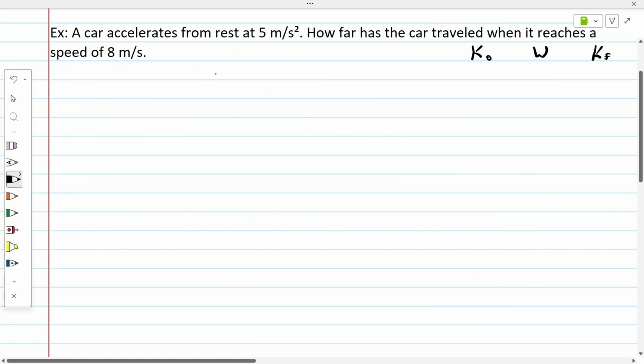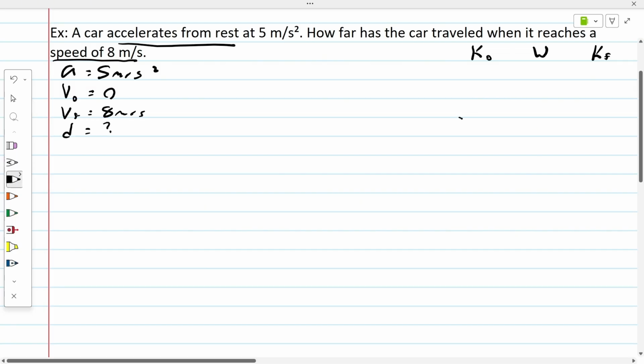So we have a car that accelerates from rest at 5 meters per second squared. How far has the car traveled when it reaches a speed of 8 meters per second? Okay, so we know the acceleration, first off, is 5 meters per second squared. And it says it accelerates from rest, so that means the velocity initial is 0, and we want to find the distance at a speed of 8 meters per second. We want to know how far the car has traveled, so that'll be the distance. That's what we're trying to find.